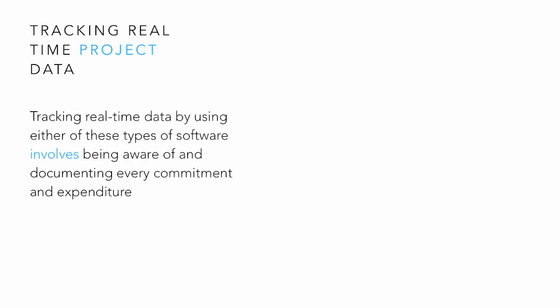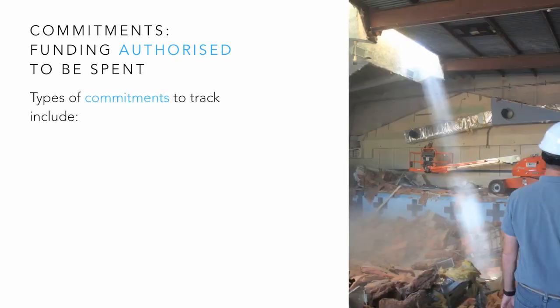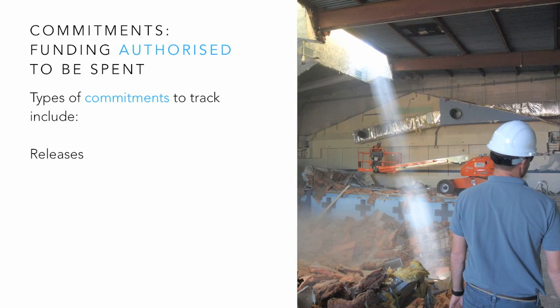Tracking real-time data by using either of these types of software involves being aware of and documenting every commitment and expenditure. The following categories should be tracked for each line item in your project budget. Commitments. Funding authorized to be spent. Types of commitments to track include: releases, a specific authorization against a budgeted line item. Approved scope changes or change orders, authorized changes based on a formal approval process.